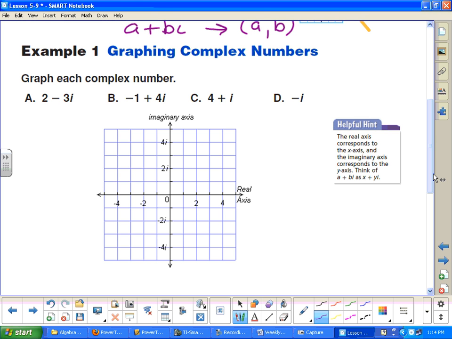So to be able to plot these then, if I want to graph 2 minus 3i, I'll go to the right 2 and down 3. 2, negative 3. So that's 2 minus 3i there. For letter B, negative 1 plus 4i. So we're going to go to the left 1 and up 4.